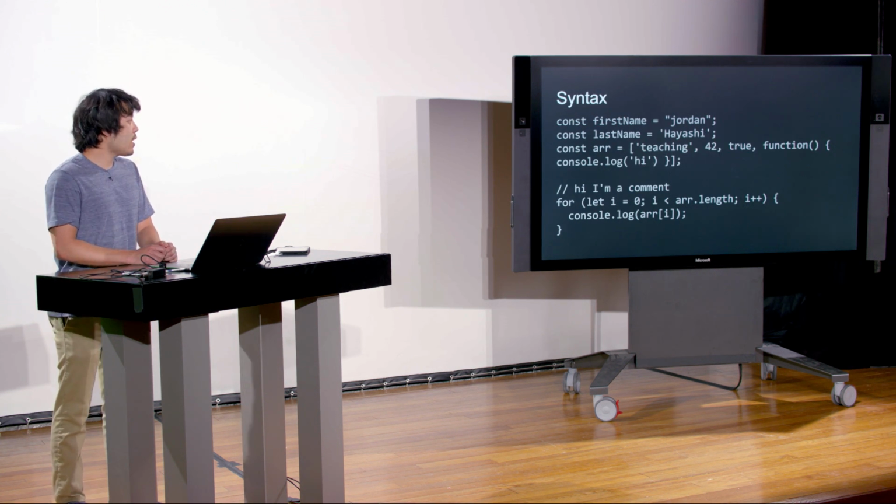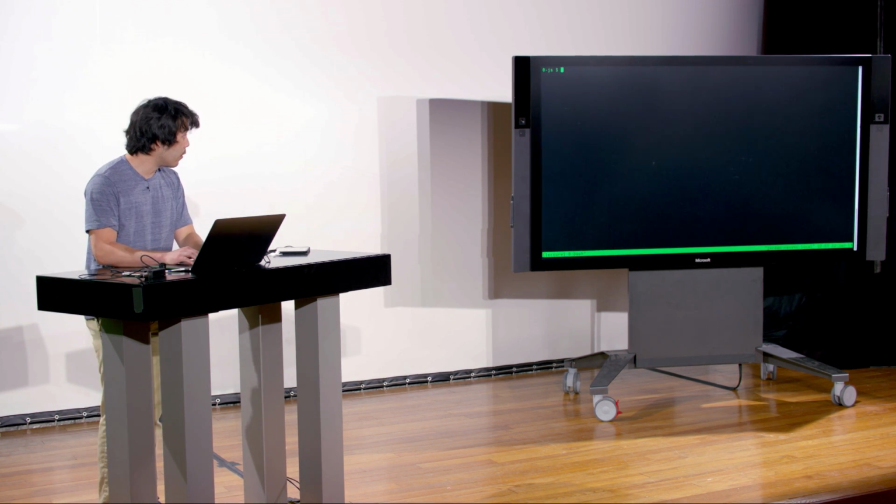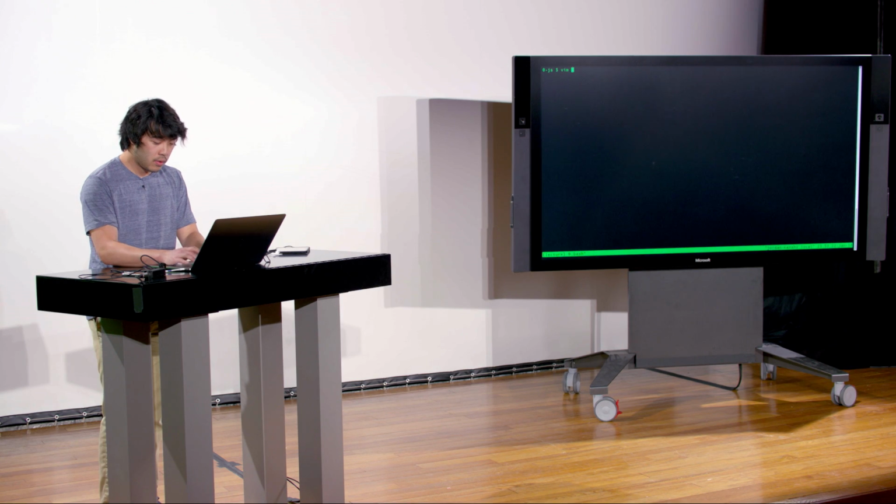Cool, and some syntax. Let's actually hop into code directly for this. The way that you declare variables in JavaScript, there's actually three different ways. We'll talk about that a little more later, but for now, we'll just use this keyword called const. If I wanted to declare a variable, I'd just say const. So give me a variable called firstName.